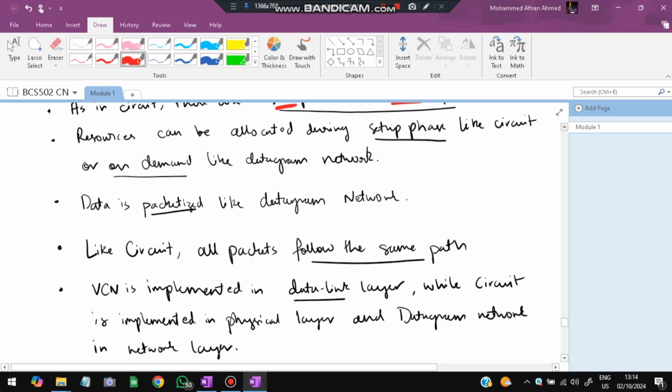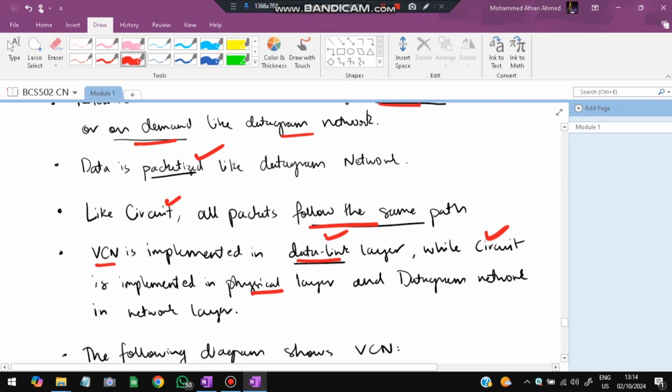Also, the resources are allocated during the setup phase, or it can be on demand like the datagram network. So both modes are available in the virtual circuit network. It is packetized like the datagram network, and like circuit, all the packets follow the same path, and VCN is implemented at the data link layer. Circuit network is implemented in the physical layer. Datagram network is implemented in the network layer.